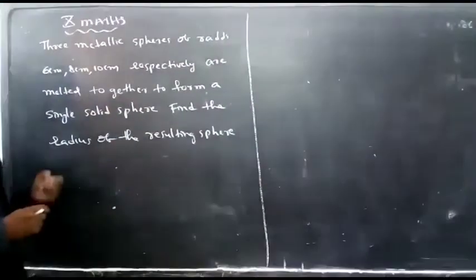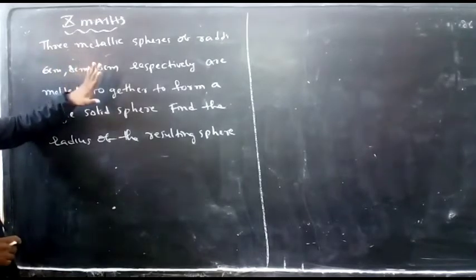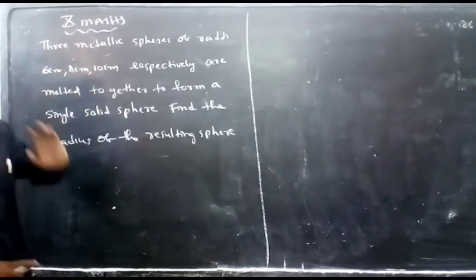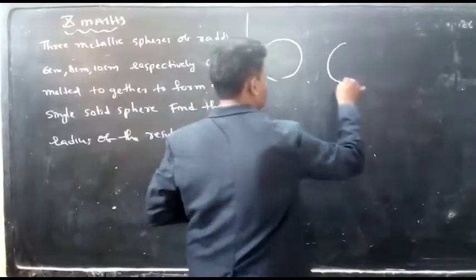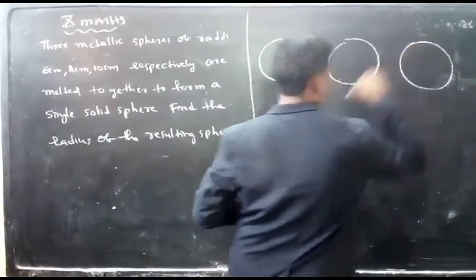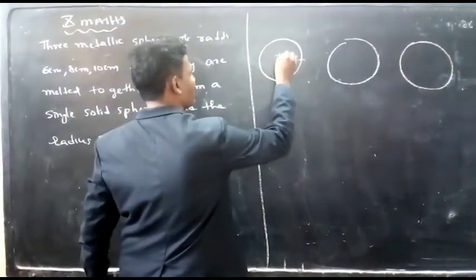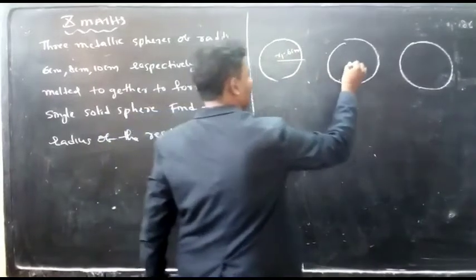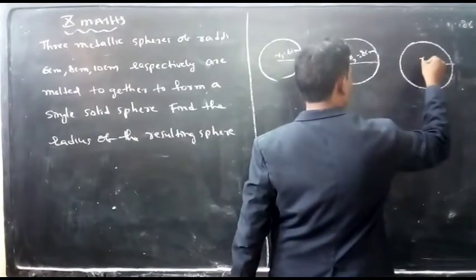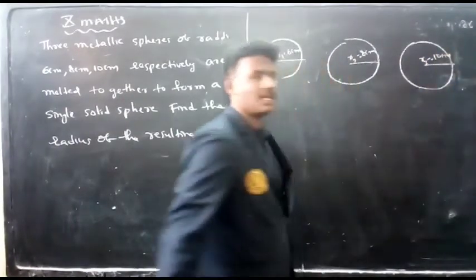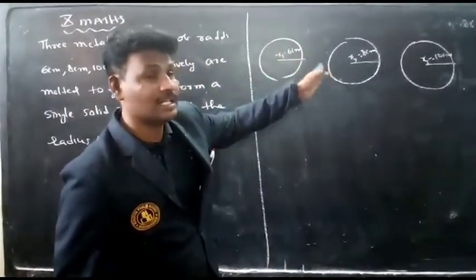In that exercise, there is a first question. There are three metallic spheres of radius 6 centimeters, 8 centimeters, 10 centimeters. So here in total we have three metallic spheres with radii R1 is equal to 6 centimeters, R2 is equal to 8 centimeters, R3 is equal to 10 centimeters.